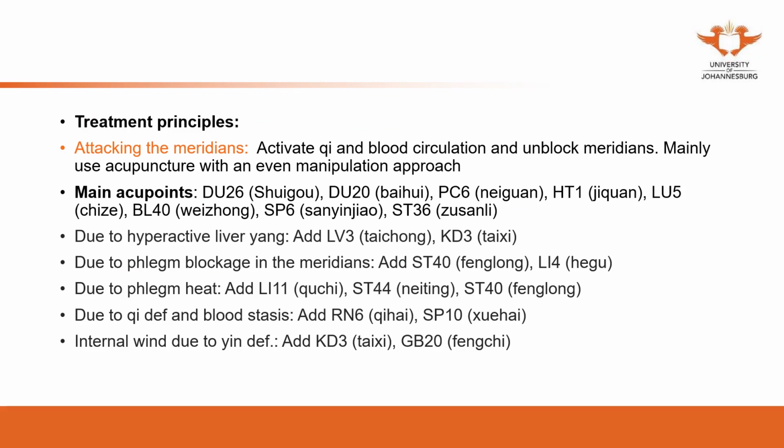The treatment principles: activate the qi and blood circulation for the attacking meridians, and unblock the meridian. The points are: 226, 220, pericardium 6, heart 1, lung 5, blood 40, spleen 6, stomach 36. These are the basic formula. These are very important. You can use all of them, or you can choose the majority of them.